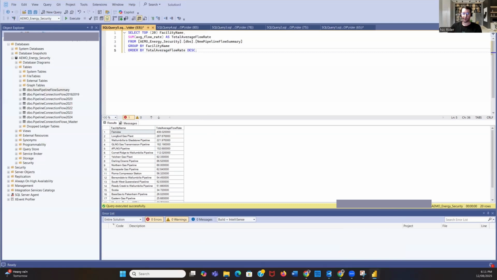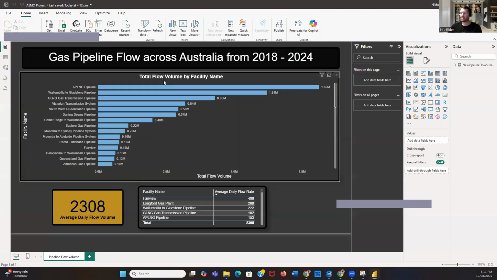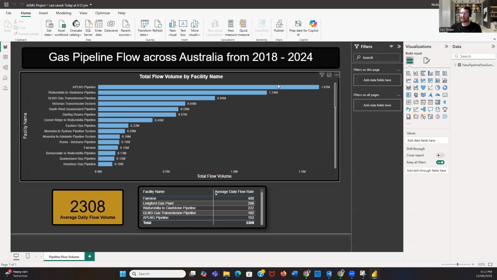Okay. Now, what I've done with this database next is I've actually connected it to Power BI. So I'm going to bring across my Power BI desktop next. Okay, and what we're going to have a look at here is, you can see here that the new pipeline flow summary, I've just connected straight in through my SQL Server. Okay, and what we can have a look at here now is the total flow volume by facility name.